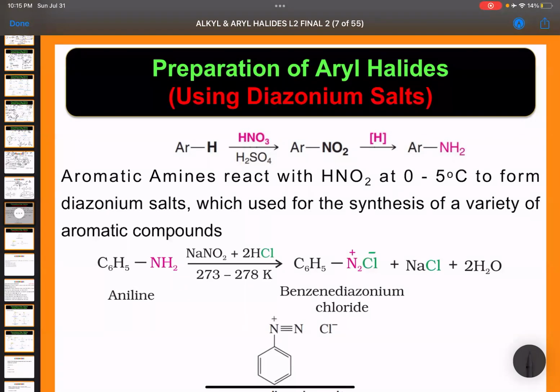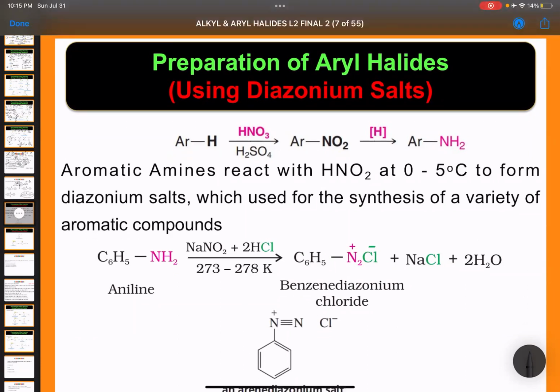Okay. Now, those were direct ways. You can take Cl2 and FeCl3 or AlCl3 to put Cl plus on that benzene. You can use Br2 and Fe. But let me tell you, fluorination and iodination can't be carried out directly in the way in which we did chlorination and bromination of benzene.